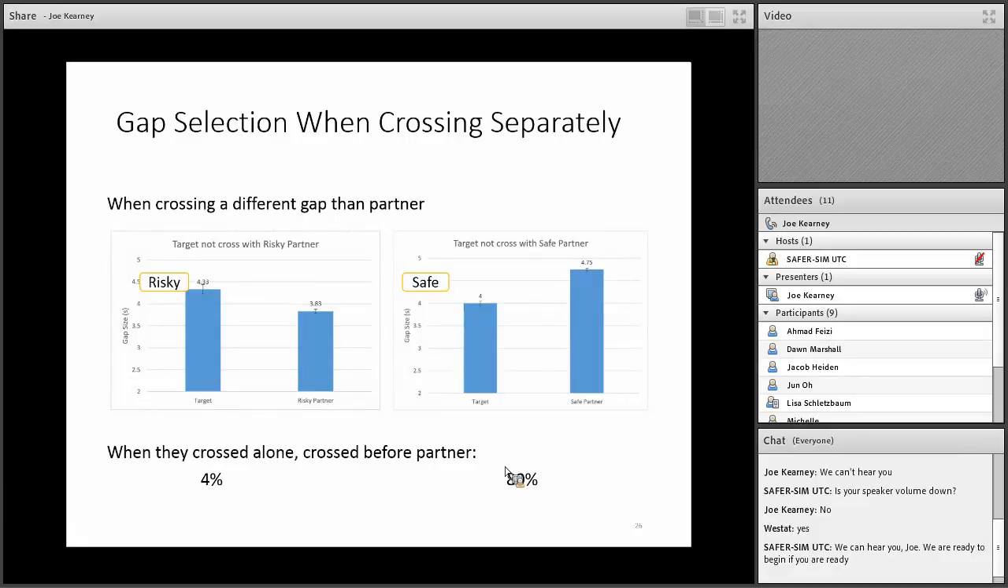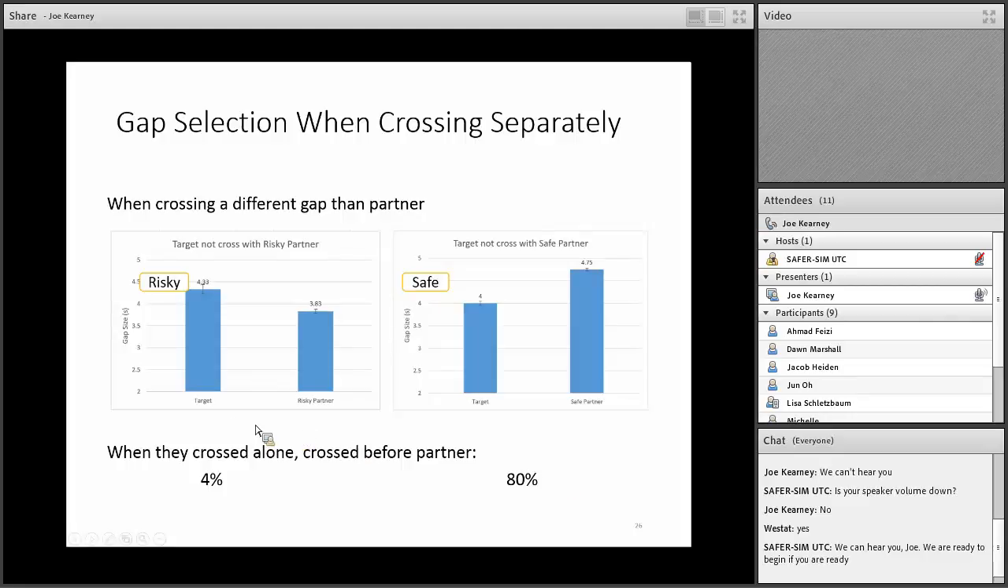So now when they cross separately, there was a dramatic difference in the way that they crossed separately. So if you look at the bottom here of this chart, when they crossed alone, they crossed before the partner 4% of the time in the risky condition. So when they went by themselves, they almost always waited for a bigger gap when they're with a risky peer. When they're with the safe peer, 80% of the time they cross first. So what this meant was they were impatient and they crossed a smaller gap than the safe peer was willing to cross and crossed first.